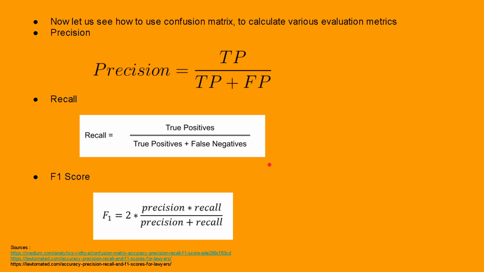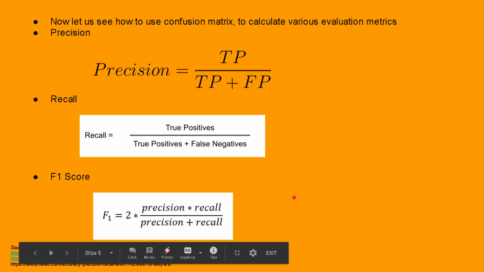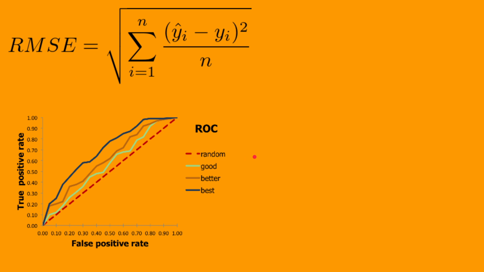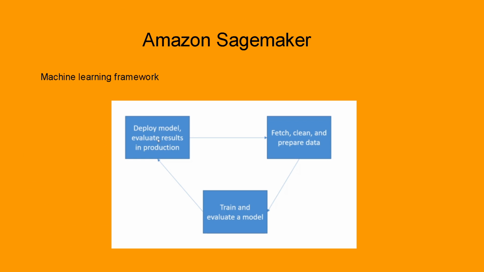F score. It is difficult to compare two models with low precision and high recall, or vice versa. So to make them comparable, we use the F score, which helps to measure recall and precision at the same time. It uses the harmonic mean in place of the arithmetic mean by punishing the extreme values more. There are other evaluation methods, RMSE and ROC, but we won't be discussing them in this slide, but I'll provide necessary resources for them.